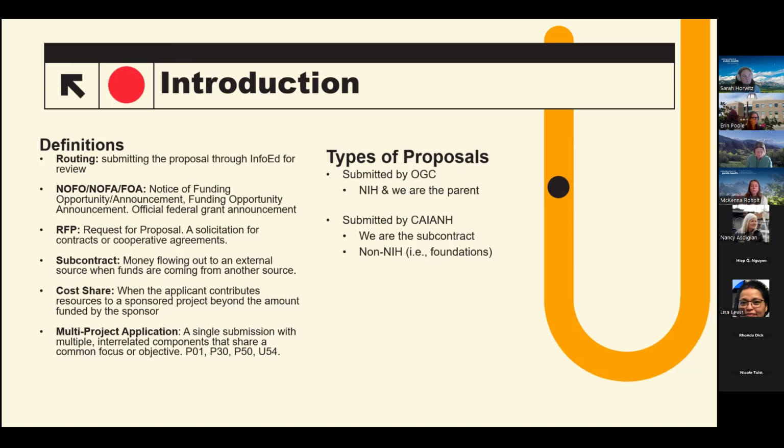And then moving to the right side of the screen, there are two different ways that proposals might get submitted. So if it is an NIH proposal and we are the parent organization, the parent recipient, that would be submitted by OGC. And then the ones that Cayenne will submit is if we are a subcontract or if it's a non-NIH grant. So a foundation or maybe a state agency grant, we would be the ones to actually submit that. And we'll get into more detail on that on the following slides.